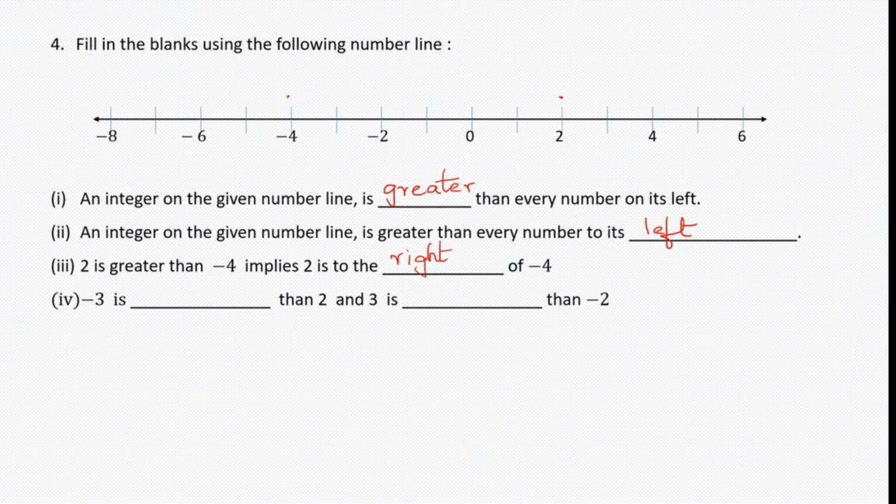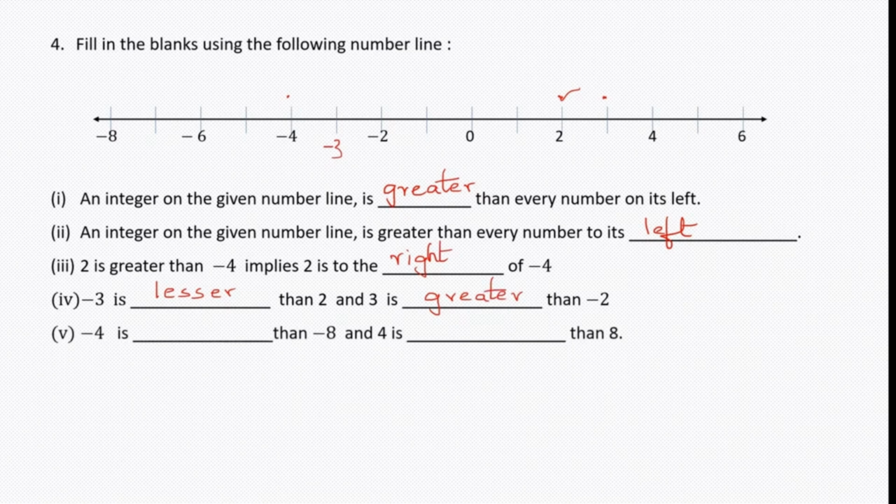-3 is dash than 2. So -3 is here and 2 is here, and -3 is less than. Okay, it's smaller than or lesser than 2, and 3, which is here, is dash than -2. Okay, all positive numbers are greater than negative numbers, greater than -2.